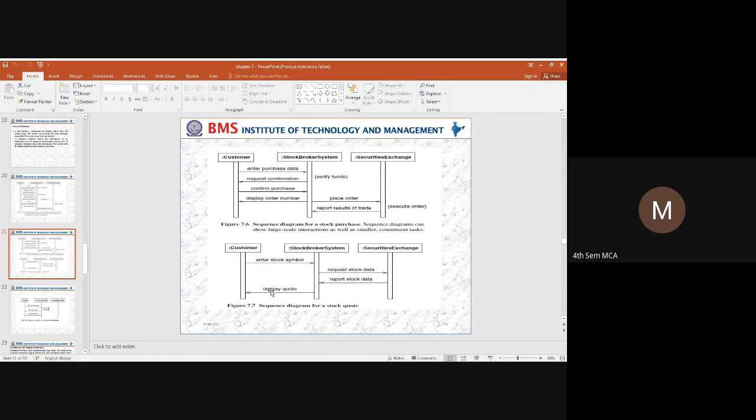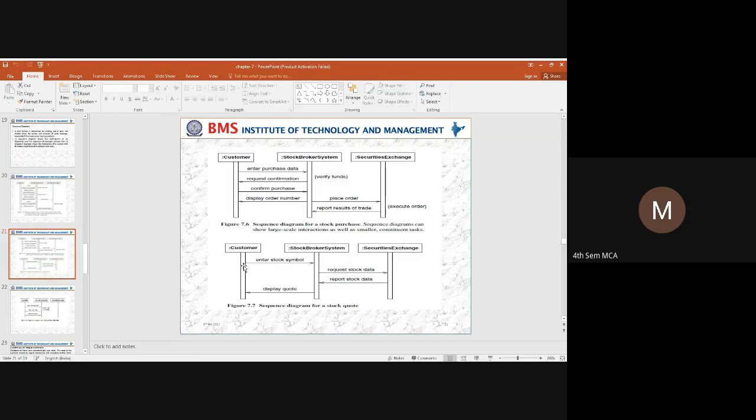So next we have a stock quote diagram. In this stock quote diagram, we have a customer, the stock brokerage system and the security exchange. The customer is going to enter the stock symbol. Each and every company has their own stock symbol. So the customer can purchase or quote the stock by using the stock symbol.